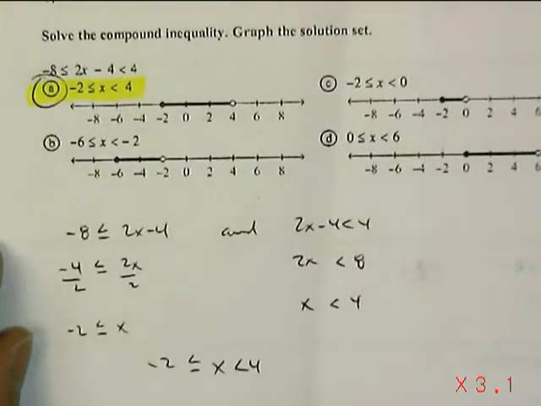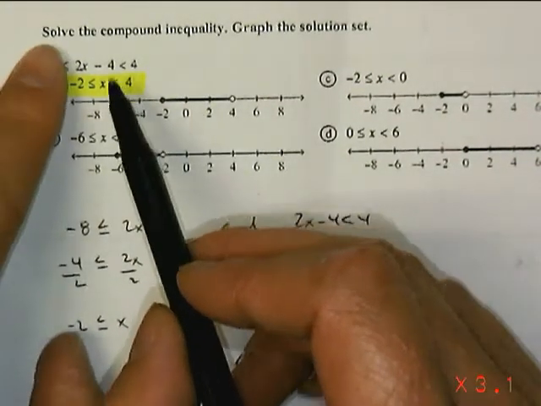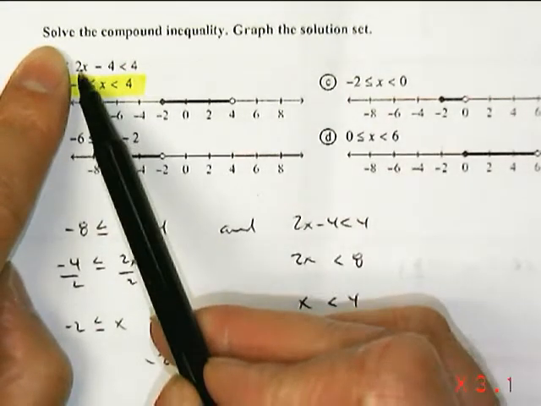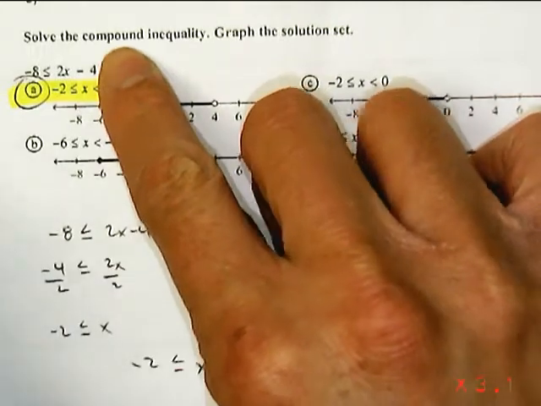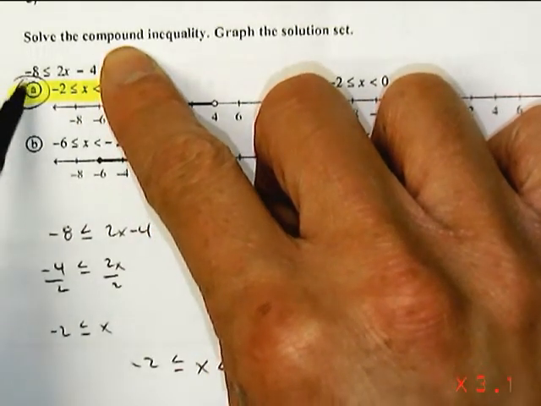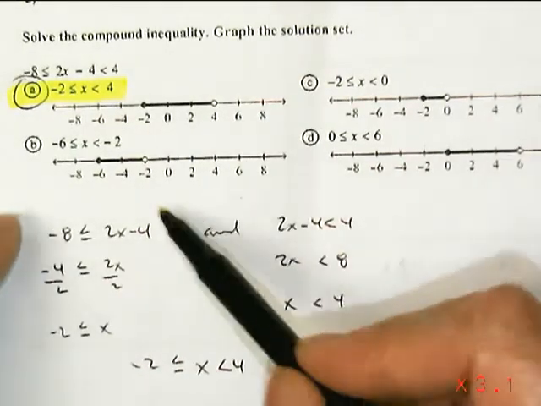Question number 6, solve the compound inequality and graph the solution set. So essentially what you're doing is two separate problems. Let me show it to you. 2x minus 4 is less than 4. There's number 1. And here's the second one. Notice I'm using my finger to cover it. Negative 8 is less than or equal to 2x minus 4. I separate and put it back together.